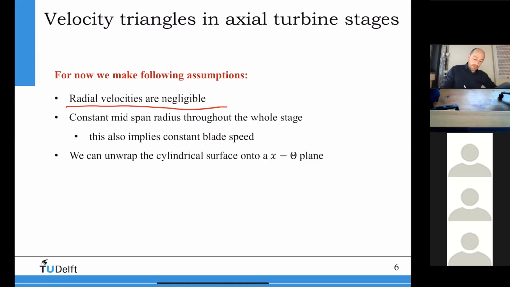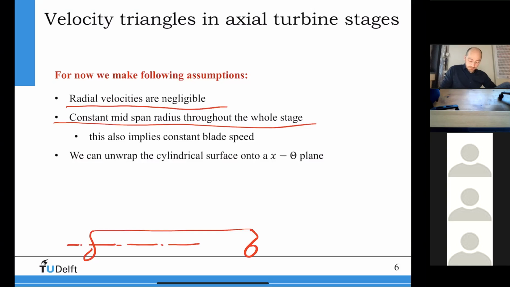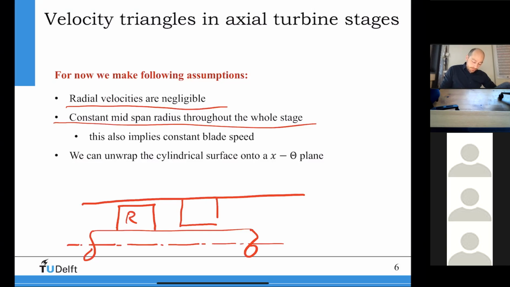Then constant midspan radius. Yeah, so we also assume that the midspan radius is constant. So let's say if this is a shaft and this is the axis, and you have here for the compressor the rotor blade, let's say, and then you have the outer casing, and then you will have here a stator. This is the stator, if this is a compressor stage.